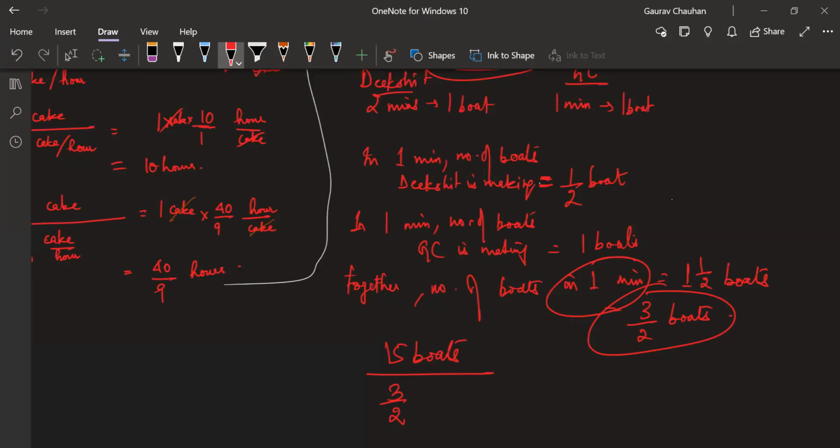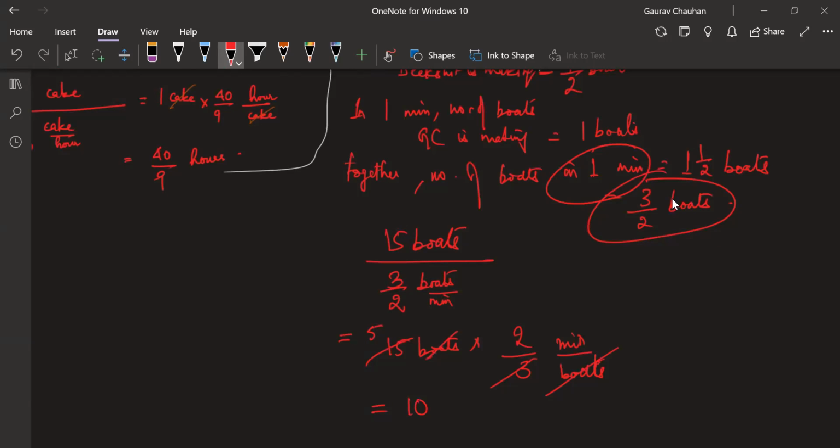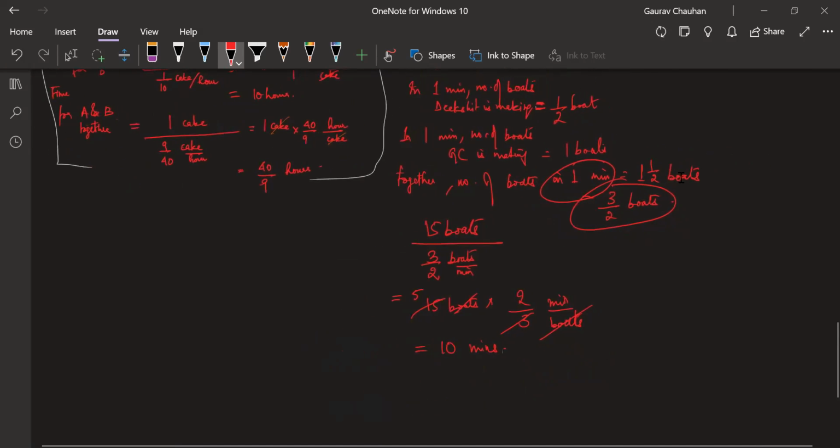Total work is 15 boats. Together we are doing 3/2 boats per minute. So I'm going to divide that. I get 15 boats into 2/3 minutes per boat. Boats cancel. 3 and 15 cancel. You get 5 here, which is equal to 10 minutes. Same answer as we had got earlier. Do you remember this? So my answer is correct.